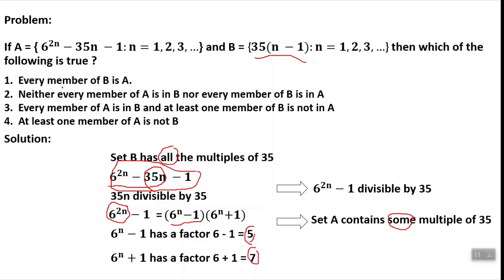Every member of B is in A. That is not possible. Neither is every member of A in B, but every member of A will be in B, so that's not gone. That's gone. Every member of A is in B, so that's correct. Fourth, at least one member of A is not in B. That's also not correct. So we have arrived at the right option, option number 3.